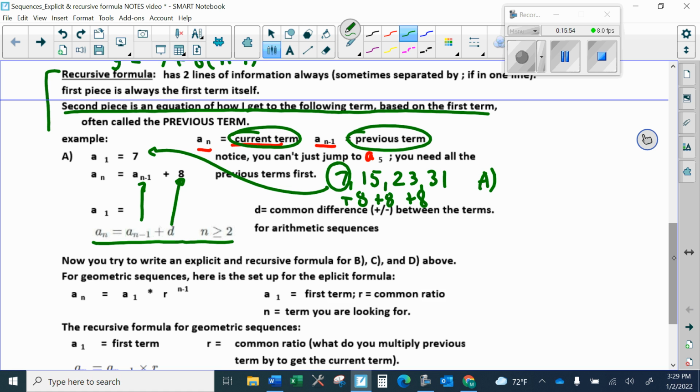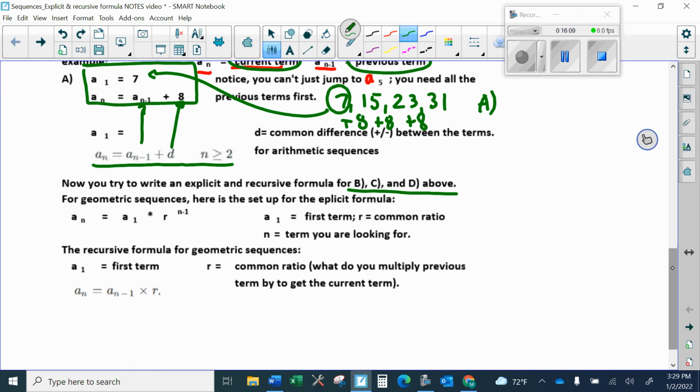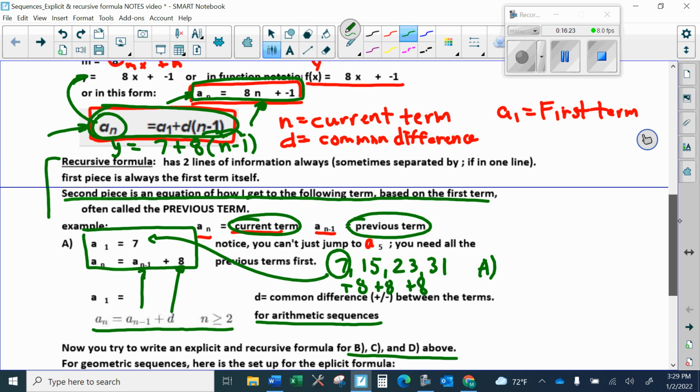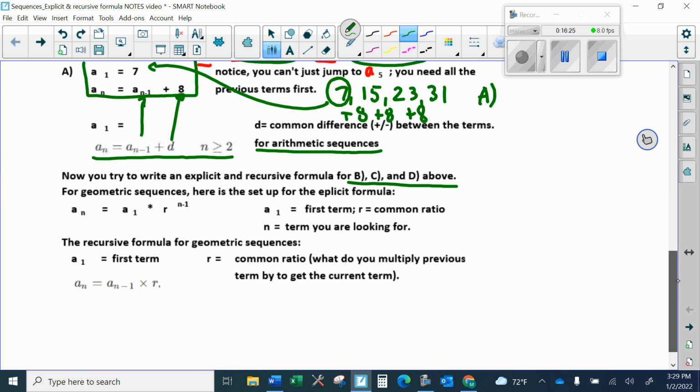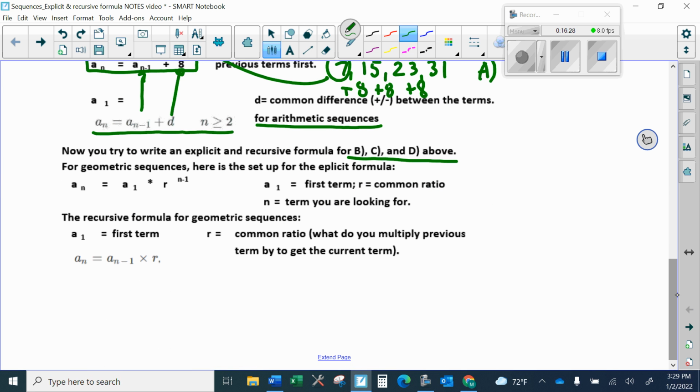So this is how you're going to write your equation for that one. And we're going to practice that with B, C, and D below here at the bottom. These are in my notes, and then in class I'll hand these out, and you're going to do B, C, and D above. All right, so fairly easy for arithmetic sequences. Again, that was for arithmetic sequences, both the explicit and the recursive. Not too bad. Okay, now geometric sequences.